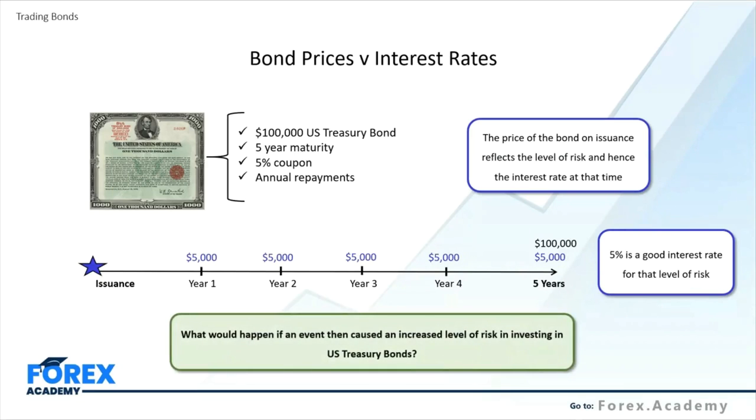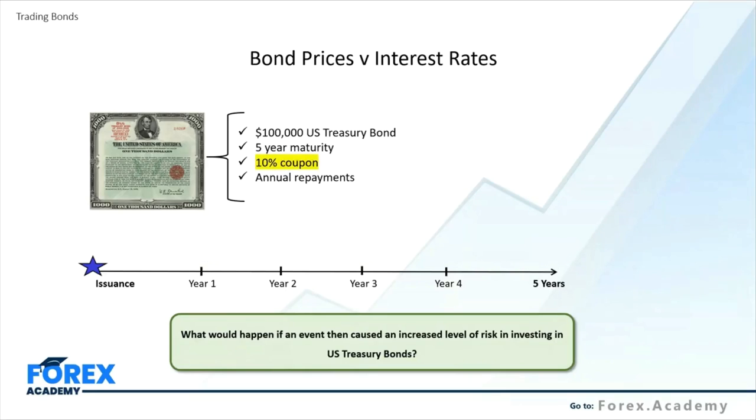The question I would like to pose is, what would happen if an event then caused an increased level of risk in investing in US Treasury bonds? So perhaps we have something significant. We have changes in the US dollar. We have maybe some crises affecting the banking industry or the commodity sectors, something rather significant that may actually cause some fear sentiment entering the markets. How would this actually look to reprice interest rates and obviously reprice the bond?